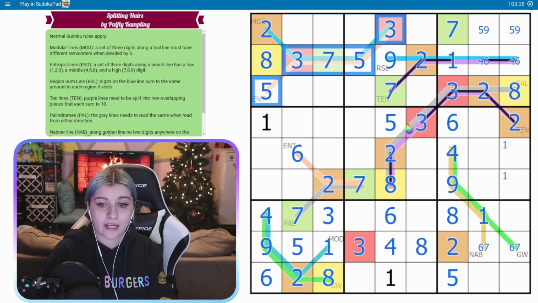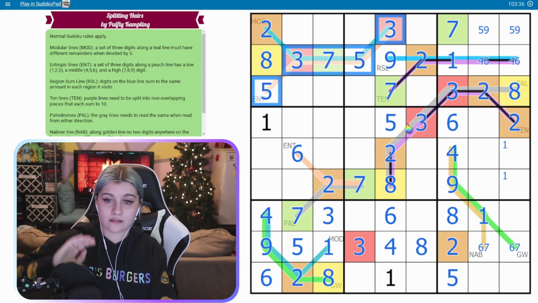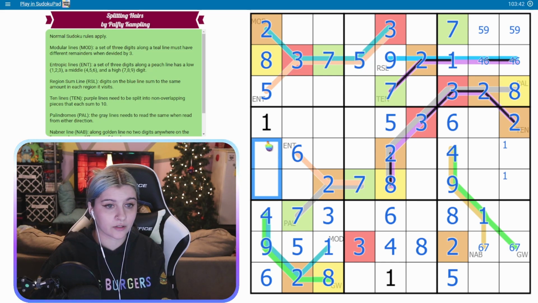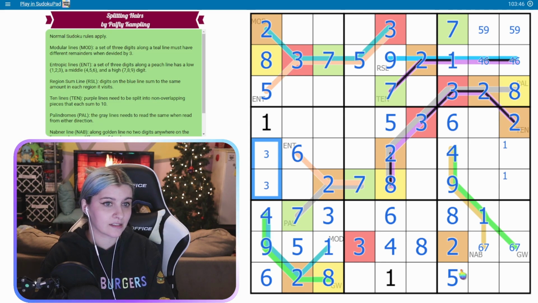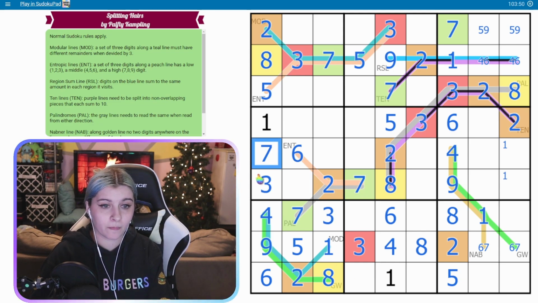Okay, I have everything filled in on the lines now, it looks like. So now I just have Sudoku. Yep, all the lines are good. Okay. Let's look at these two. 1, 2, 3, 4, 5, 6, 7, 8, 9. This is a 7, so this is a 3, and this is a 7.